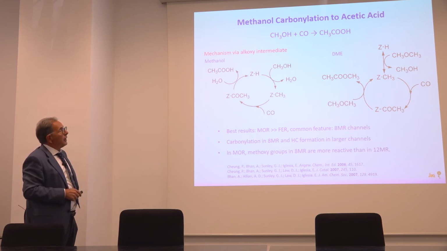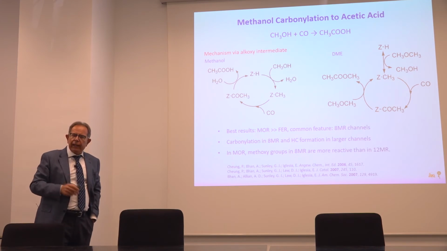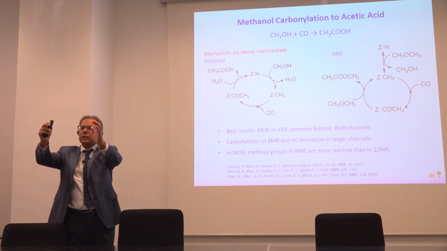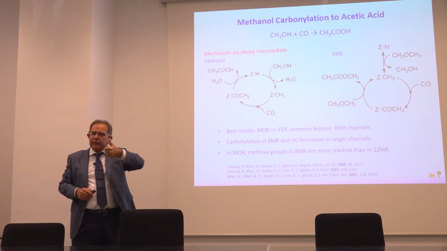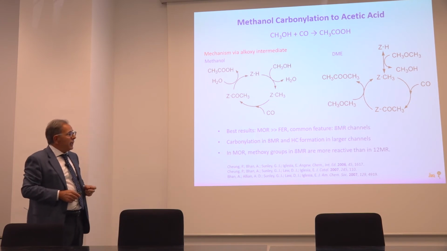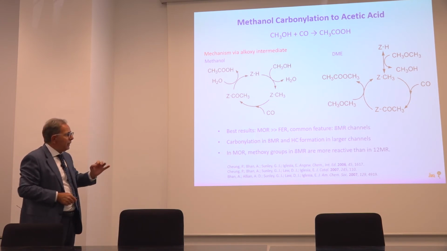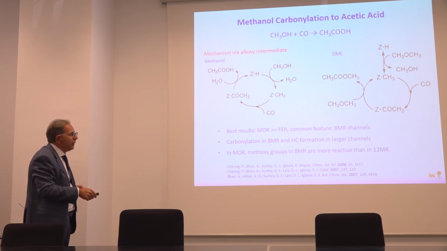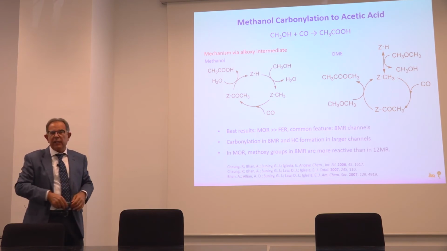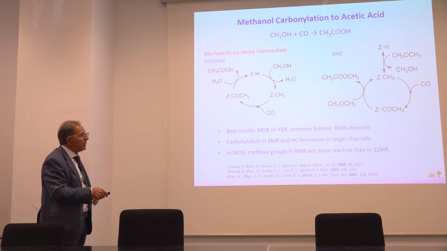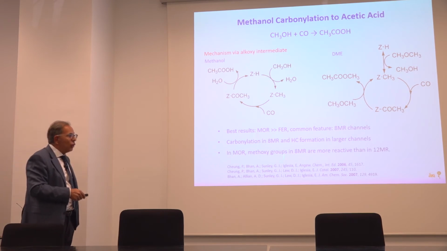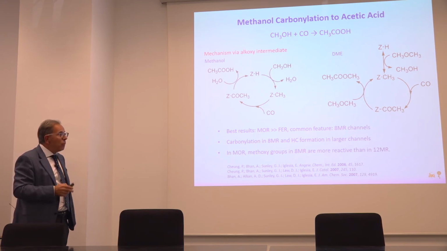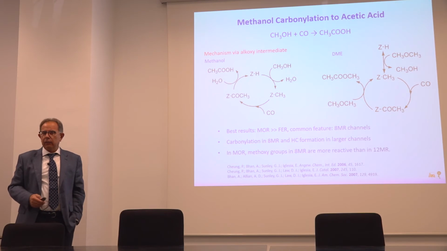The group of Enrique Iglesia did a beautiful study on the carbonylation of methanol to obtain acetic acid. They used mordenite as a catalyst, and mordenite has the 12-ring pores and then 8-ring pores connecting the 12-ring pores. By working with kinetics and spectroscopy, Enrique and his team saw that fundamentally the carbonylation was occurring in the 8-member rings, and the hydrocarbon formation, which is the competing reaction, the reaction that you don't want, was occurring in the large channels. Moreover, they concluded that in mordenite, the methoxy groups in the 8-member ring are more reactive than in the 12-member ring. That is a hell of a lot of information.